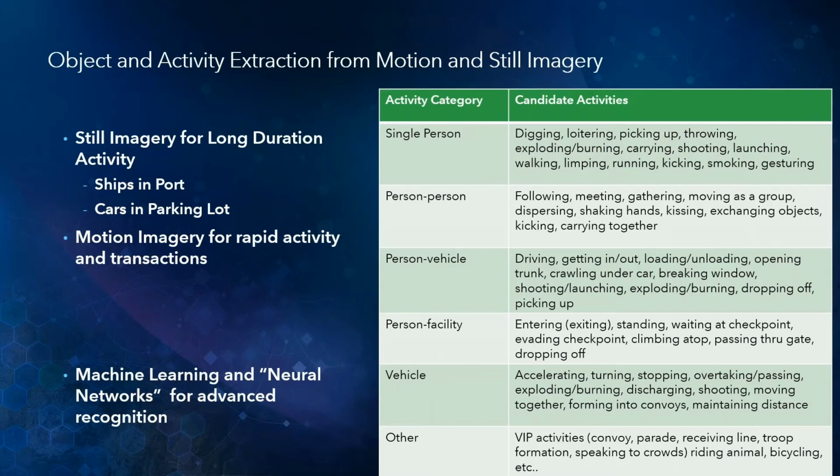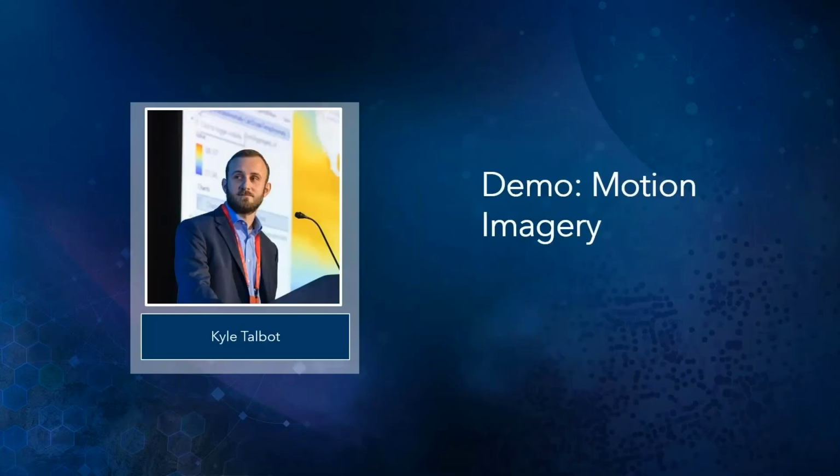So imagery can be useful for long duration activity like ships in a port or cars in a parking lot, things that stay in place for a long period of time. But motion imagery is really about all the other activity that we all experience all the time in our lives, which is that rapid activity. And we can, of course, apply AI here, but we can also do manual analysis or interpreted analysis on imagery as well. And to get us into that, we're going to ask Kyle to give us one last demo around motion imagery.